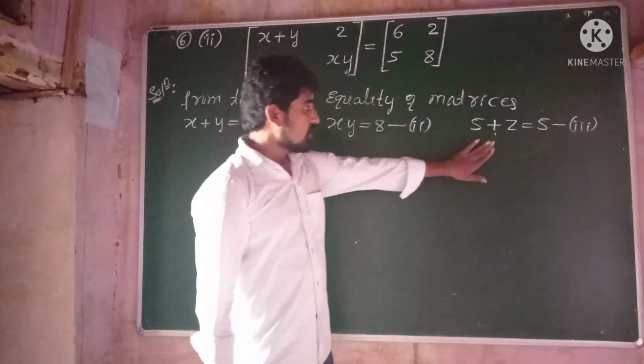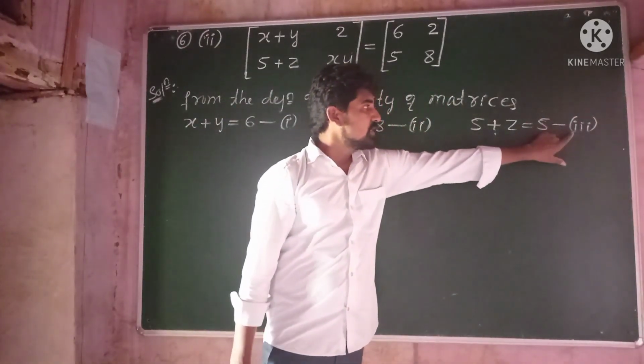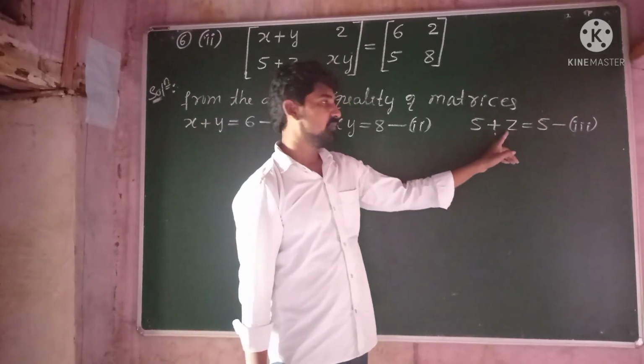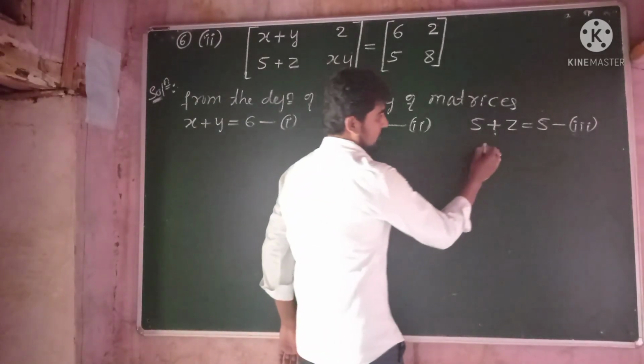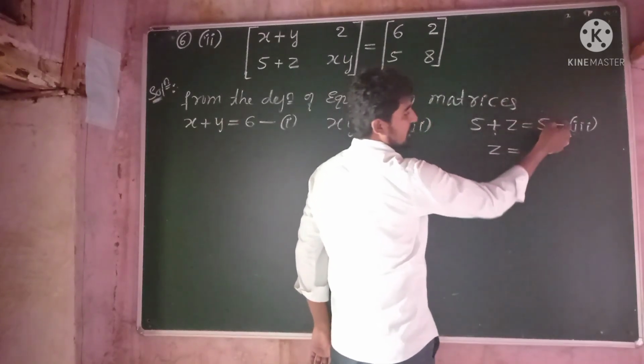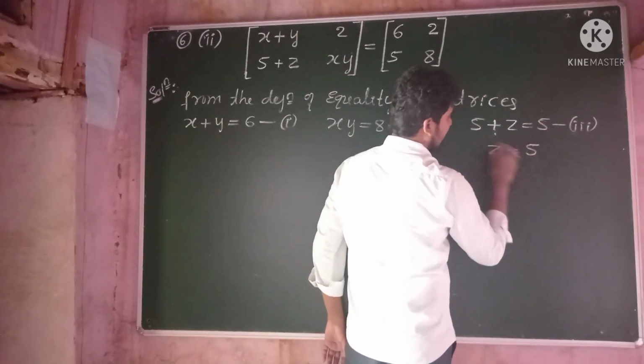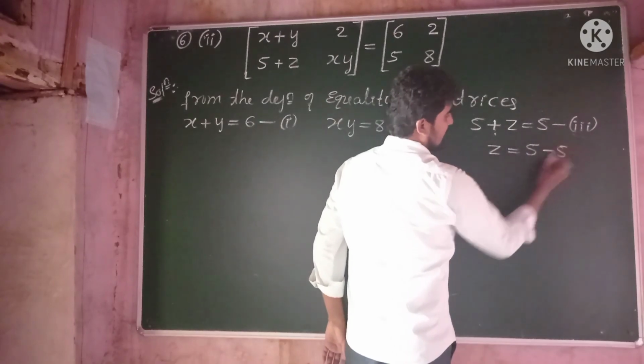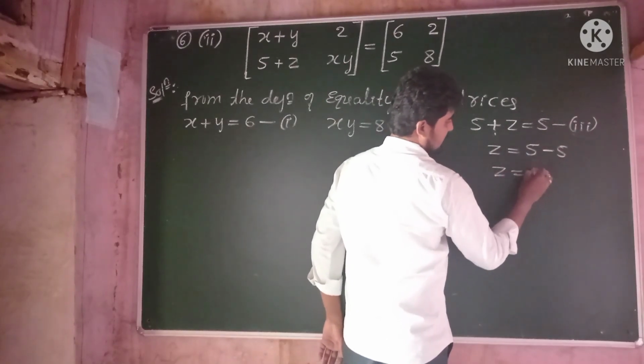Now, you just observe equation number 3. Directly we can get the value of z. So therefore, z is equal to, shift this 5 towards the right hand side, it becomes 5 minus 5. Hence, the value of z is equal to 0.